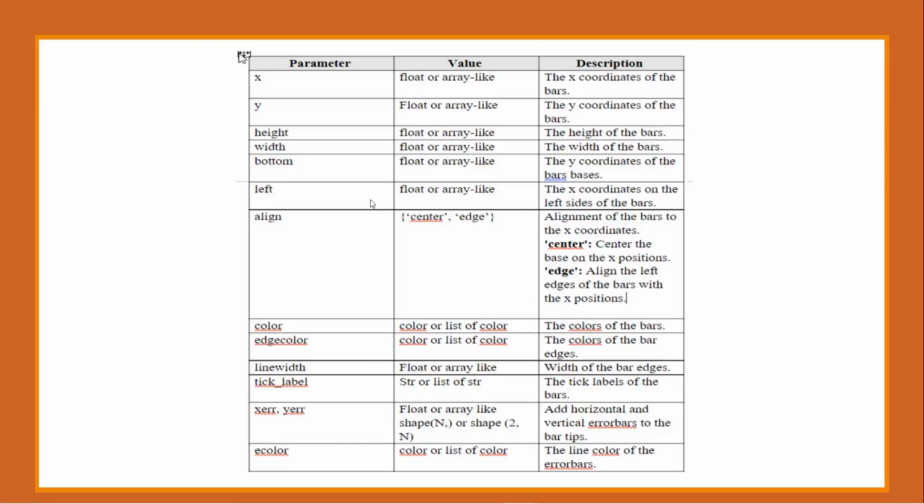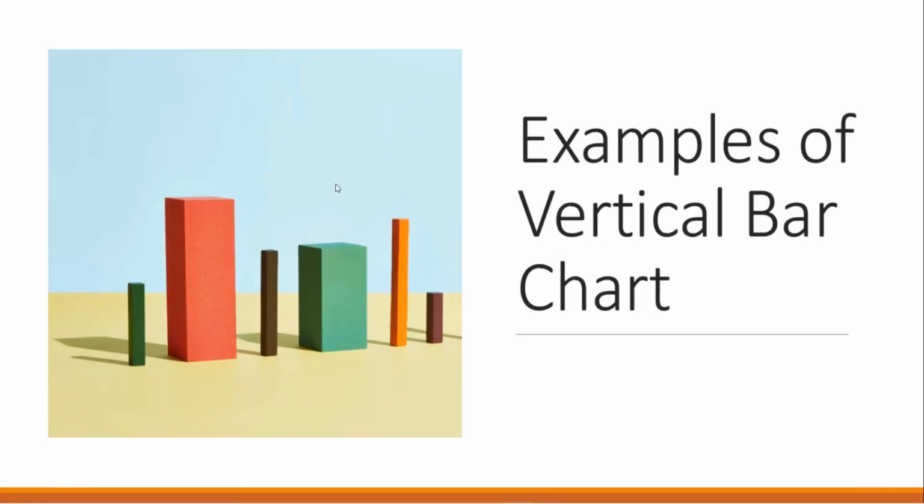The next one is tick label. It takes a value in a string or a list of strings, and it sets the tick labels of the bar. The next are xerr and yerr. They take a value in float or array-like shape of n or shape 2n, and they give a horizontal or a vertical error bar at the bar tips. The next is ecolor. It also takes a value in color or a list of colors, and the color of the error bar line is set by using this. Now we discuss some examples related to the vertical bar chart for clearing our concept.